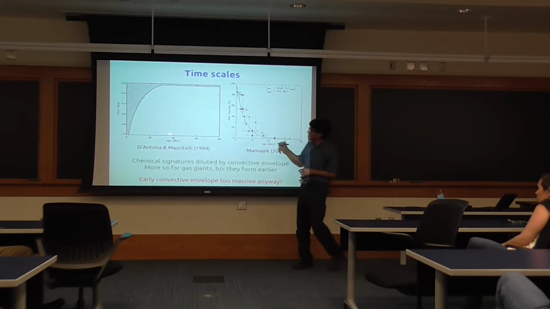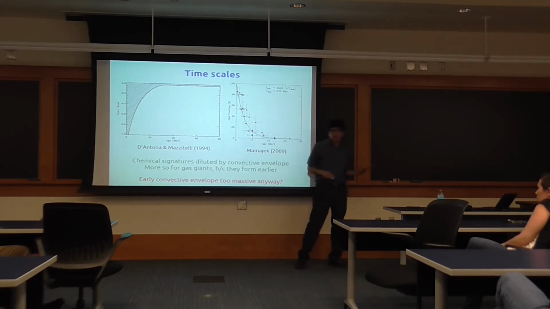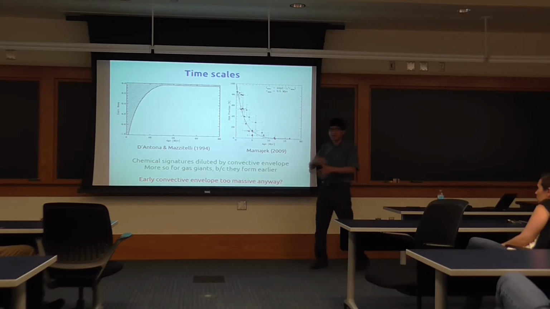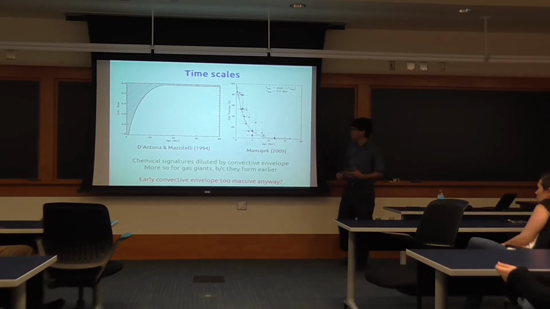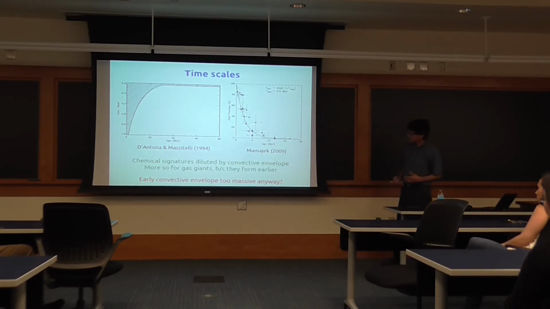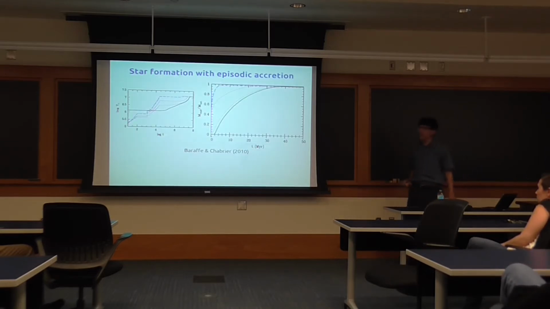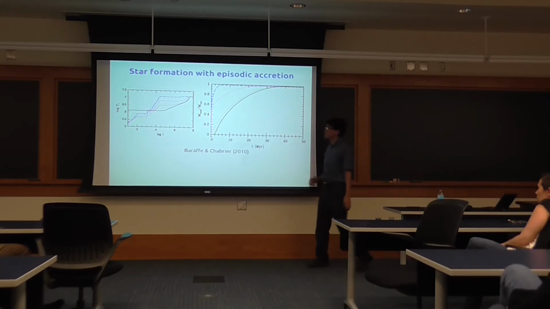So if that's true, then a few million years is over here. We shouldn't even be seeing anything, because the mass of the convective envelopes of stars at that time is extremely massive. Massive enough to dilute any of these signatures that I've been talking to you about for the last almost 1 hour. So that is another problem, which, however, might have a solution in some recent developments in the field of star formation.